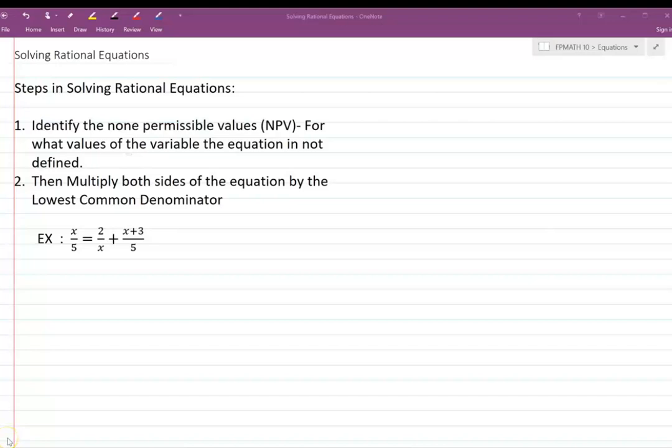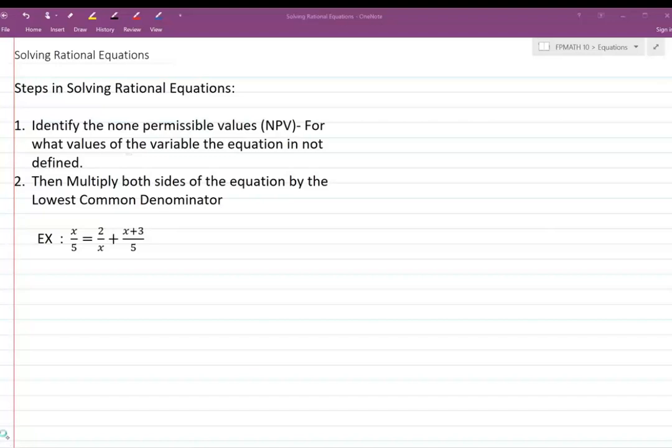Hello again. Alright, now we are going to the next level, solving rational equations instead of a linear equation. We have covered rational expressions, so this is just the extension of that. The steps in solving rational equations, I put down here. There are two steps, very crucial.